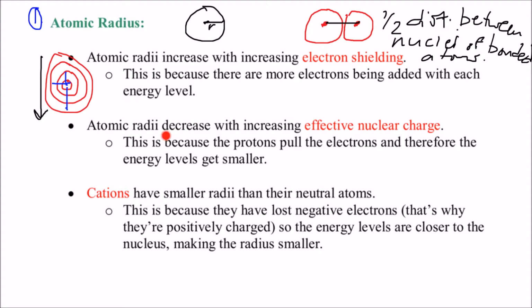The atomic radius will go down if you increase the nuclear charge. Remember, nuclear charge happens left to right on the periodic table. So if you go left to right on the periodic table, you're going to increase the number of protons. If you do that, then those protons can pull in on those electrons even more, which makes the energy levels get smaller. And so that shrinks the atomic radius.